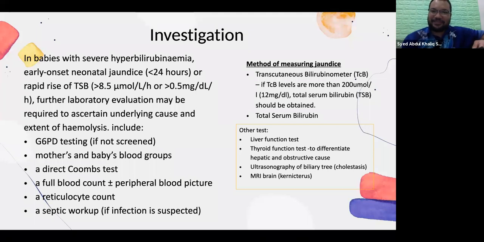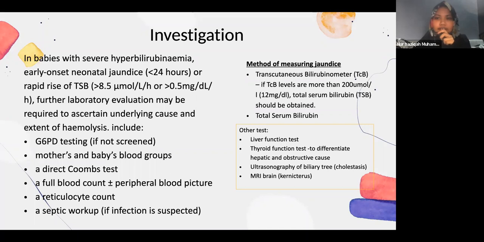And then for the investigation, to measure the bilirubin level, usually we use a transcutaneous bilirubinometer, which is a non-invasive device that can detect the bilirubin level on the baby's skin. However, for cases where the baby undergoes phototherapy, this device is not reliable to measure the bilirubin level, so we will use total serum bilirubin in the baby.